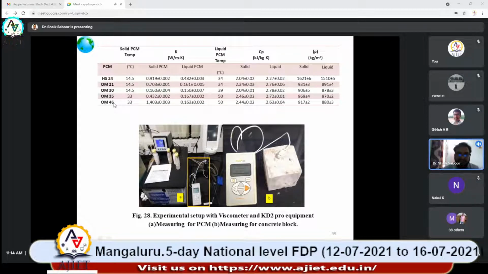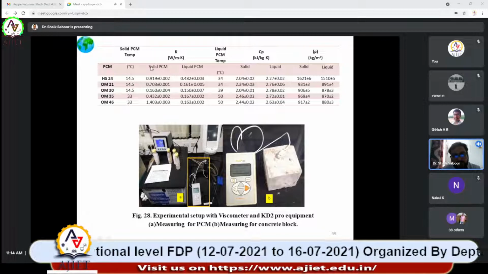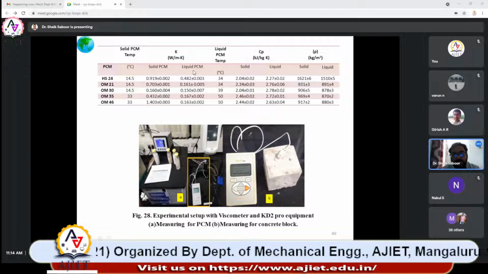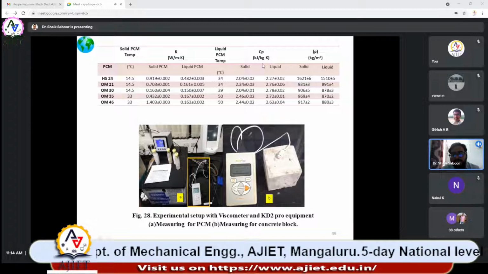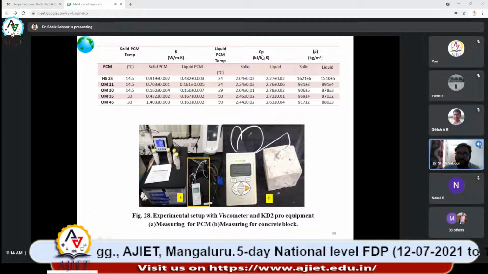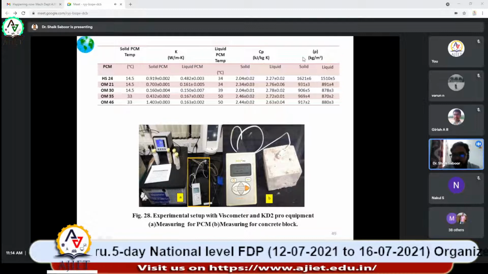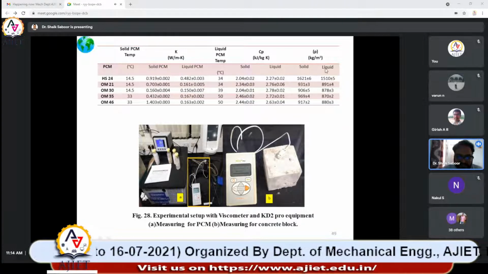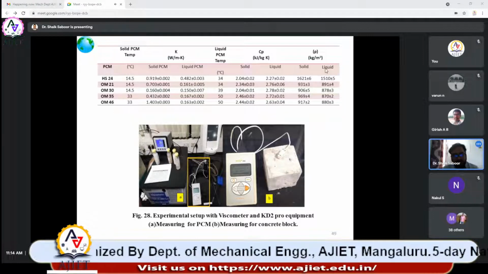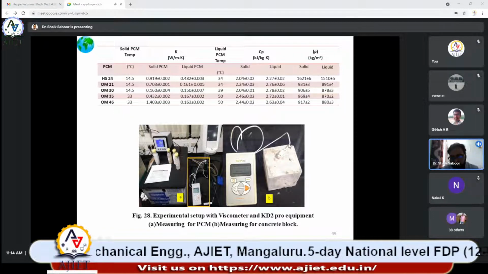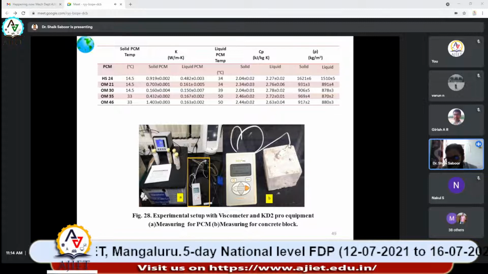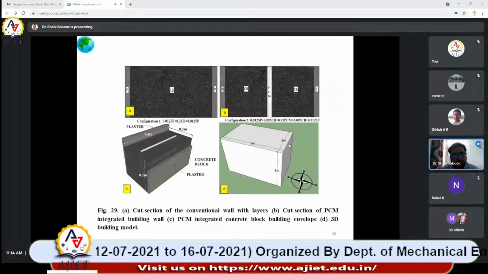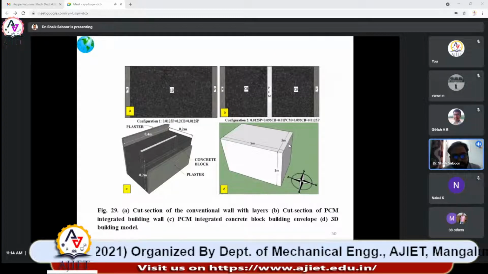We explored their properties: thermal conductivity in solid state and also in liquid state, specific heat capacity in solid and liquid state, and we also measured the solid and liquid density of the PCMs. This is the experimental setup for measuring thermal conductivity, which is available at VIT Vellore.